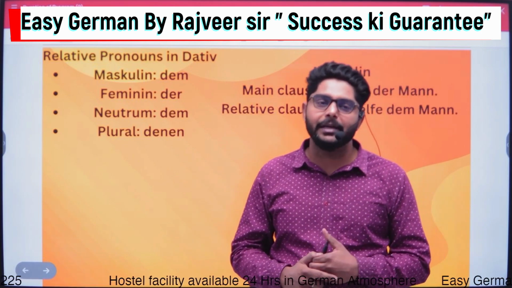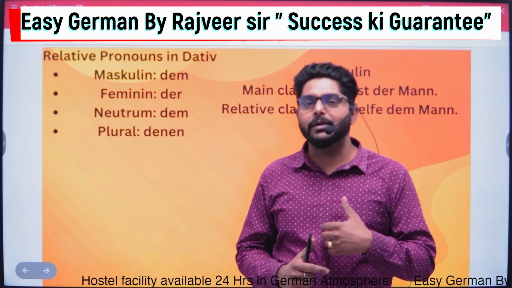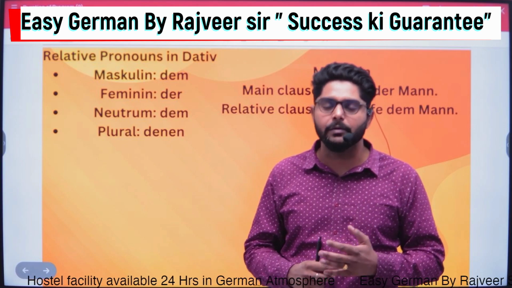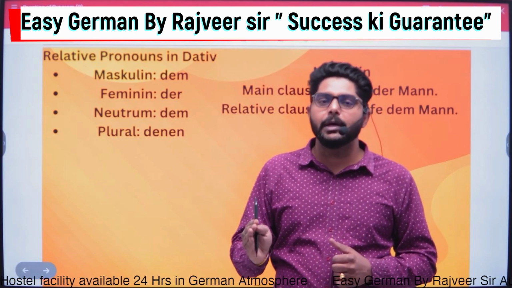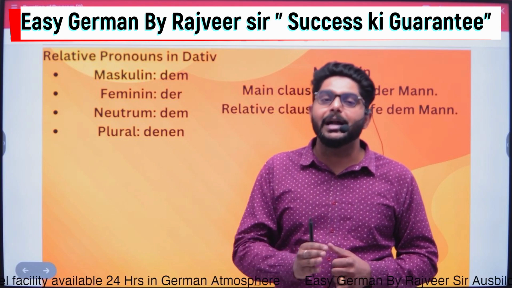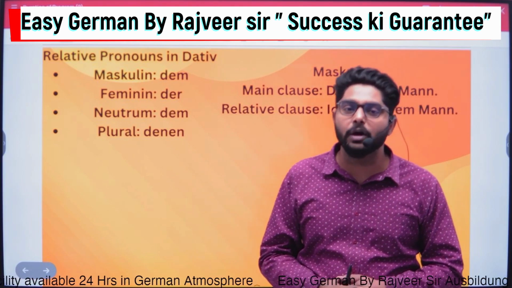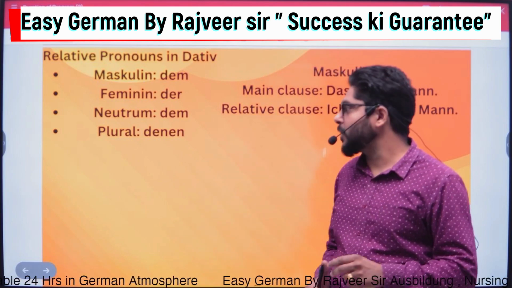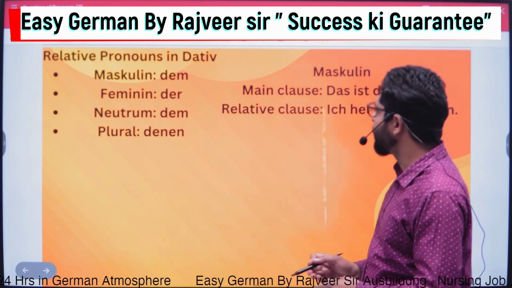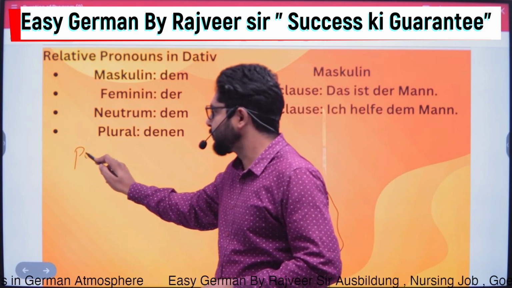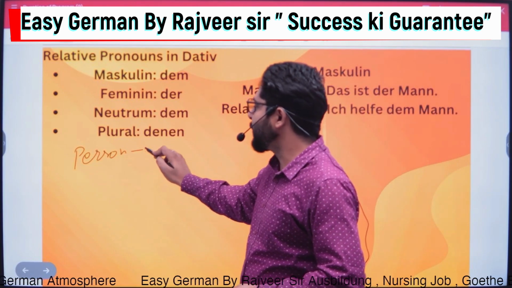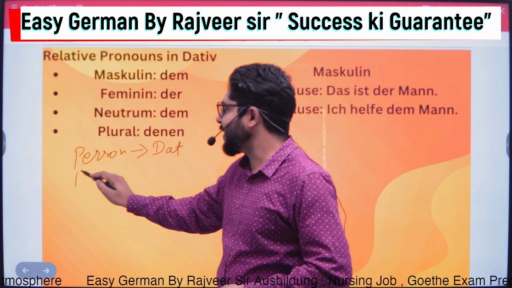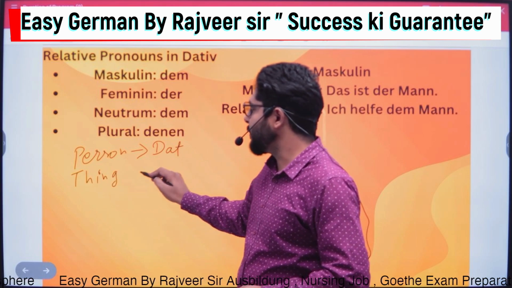Next one, what is dative? Before doing the relative, you have to understand what is nominative, what is accusative, what is dative. Nominative is subject focus, accusative is object focus with one object only. Dative is also object focused, but how many objects should be there? Two objects. One object will be related to a person, and that person related object will be in dative, and one object related to a thing will be accusative.